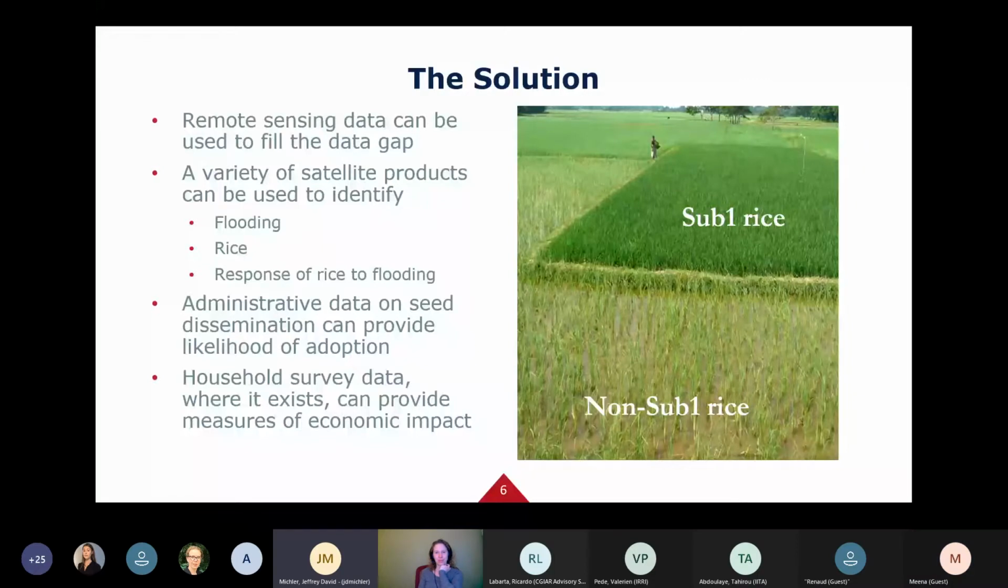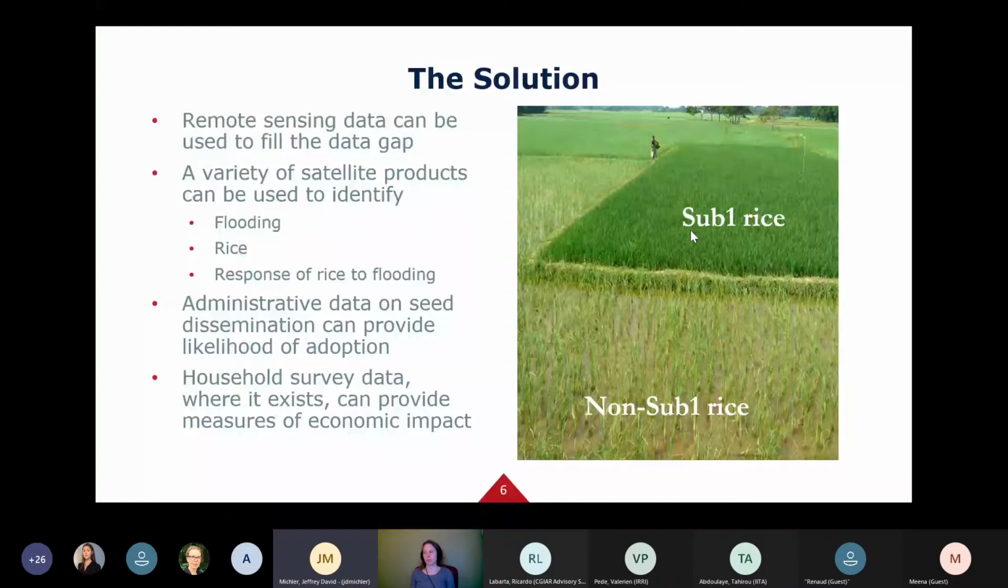So we can combine the remote sensing data with the administrative data to calculate the likelihood that a person has access to the seed. And then we can combine this with existing household surveys and new household surveys to try and get at the economic impact of growing the Sub1 varieties or the STRVs, because you can't measure someone's wealth from space.